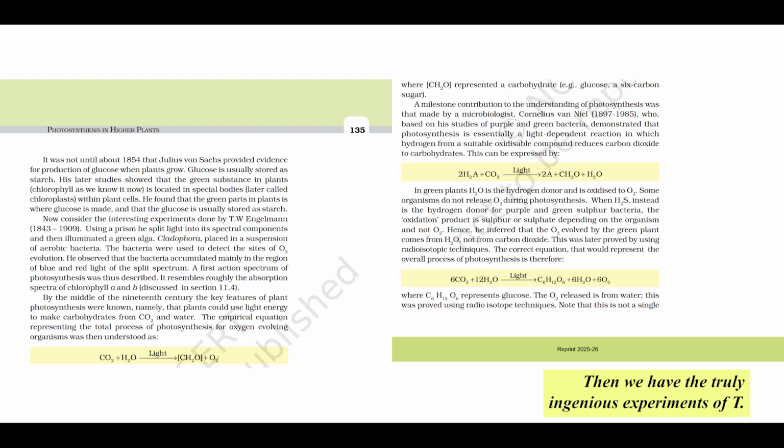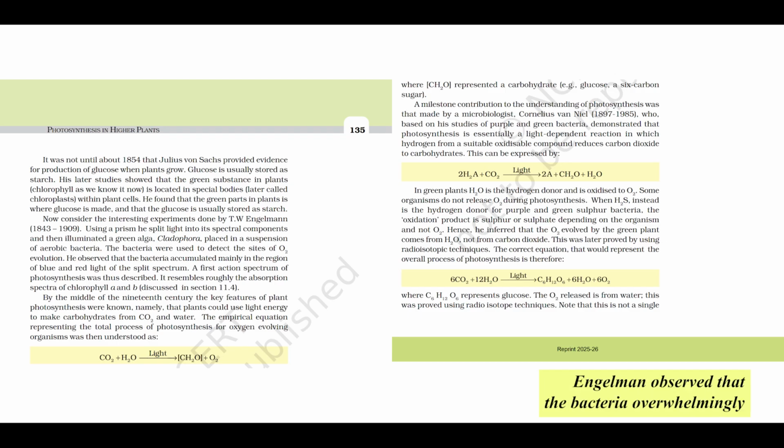Then we have the truly ingenious experiments of T.W. Engelmann in the late 1800s. He used a prism to split white light into its spectrum, like a rainbow. He then shined this split light onto a green alga, Cladophora, which was immersed in a solution containing aerobic bacteria. Now, these bacteria need oxygen, right? So they would naturally gather where oxygen was plentiful.